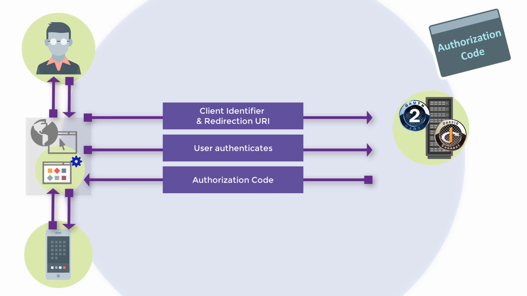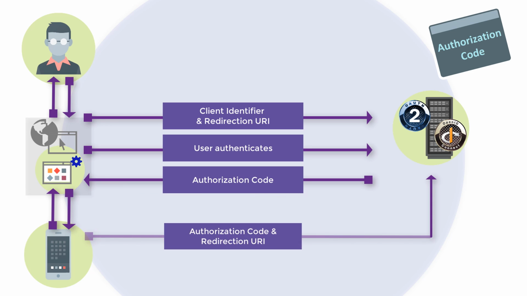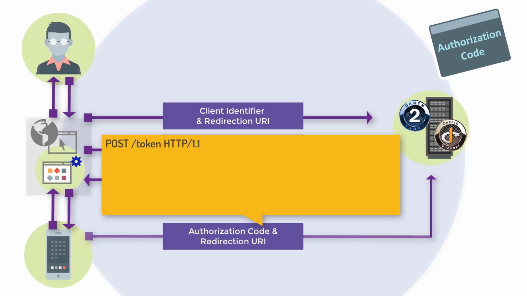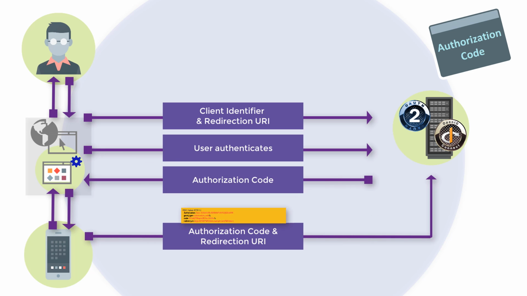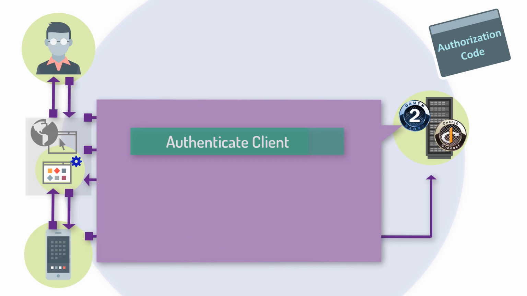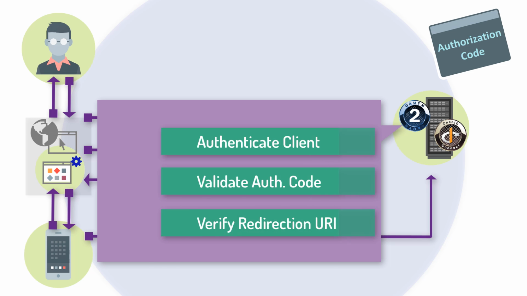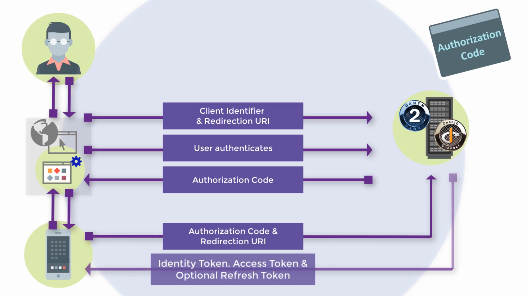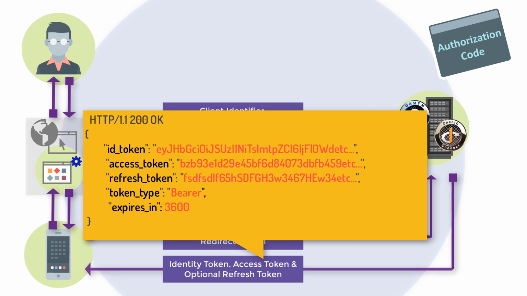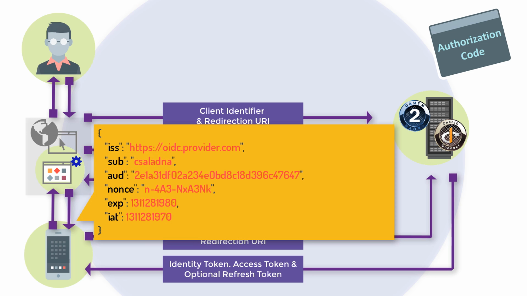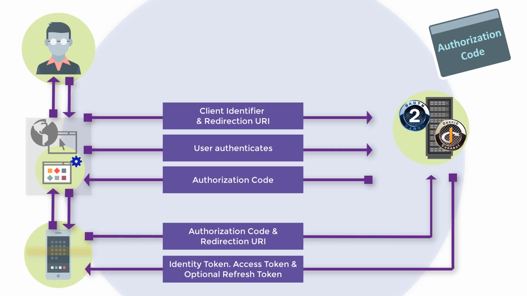The relying party then makes a request for an ID token to the token endpoint by sending the base64 encoded client ID and secret, the authorization code, and the redirect URI. The identity provider authenticates the client using the client ID and secret and validates the authorization code and redirect URI. If valid, the identity provider responds back with the ID token from the token endpoint. The response also includes an access token and an optional refresh token. The client validates the ID token, and if successful, the identity is proven.